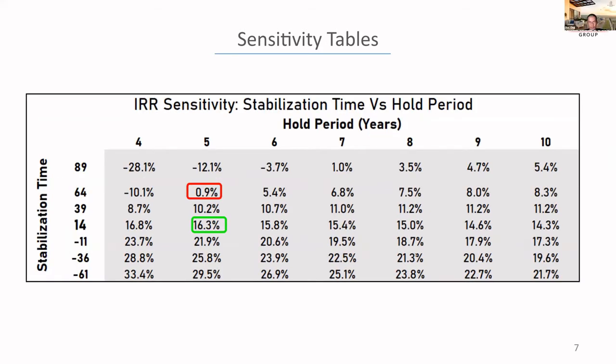And the last one is hold period versus stabilization time. Here we're assuming a 5-year hold and a 14-month stabilization time. The vertical axis is in months. So let's say it took us more than 64 months to stabilize, which is over 5 years. That's kind of unlikely, but that's when we would start breaking even. So it's reassuring to know that we have that much runway before we would start losing money.